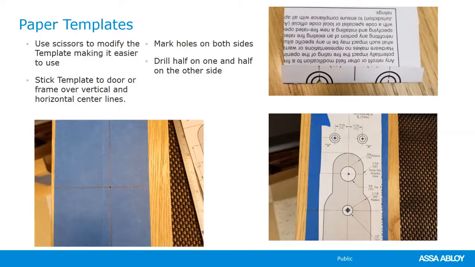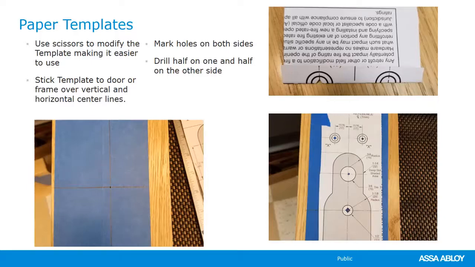And then I can line that template up perfectly with those lines. Then I can mark all of my installation holes, all my through bolt holes, take that template off, put it on the back side of the door, and do the same thing.